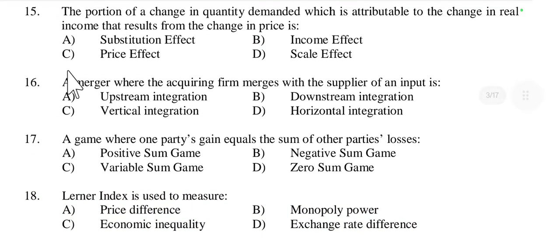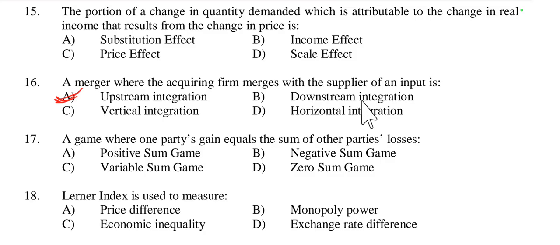Then question number 16, a merger where the acquiring firm merges with the supplier of an input. So acquiring firm and supplier both are merged. It is called upstream integration, downstream, vertical or horizontal integration. It is called upstream integration, because upstream integration refers to a merger or acquisition where a company merges with or acquires a supplier of an input, moving up the supply chain. This is a form of vertical integration, but the specific term for acquiring a supplier is upstream integration.